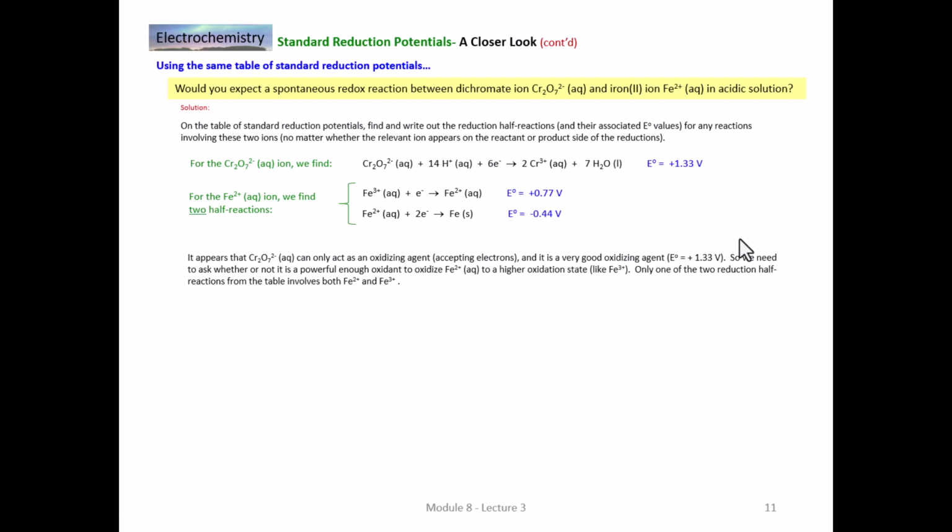Well, it appears that dichromate can only act as an oxidizing agent, accepting electrons, and it's a very good one because it has a very positive reduction potential. So we need to ask whether or not it's powerful enough of an oxidant to oxidize iron 2+ to a higher oxidation state like iron 3+. So only one of the two reduction half reactions from the table involves both iron 2+ and iron 3+, and that would be the top one listed here.